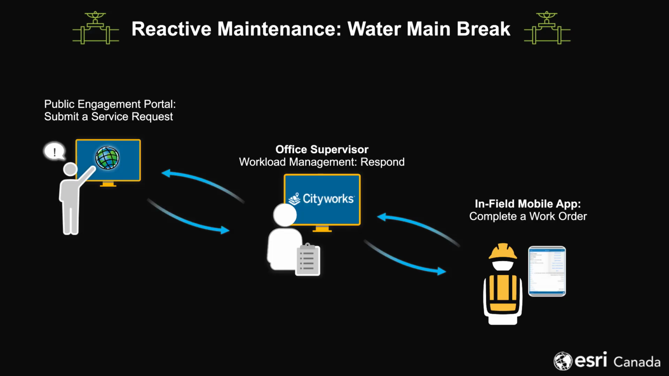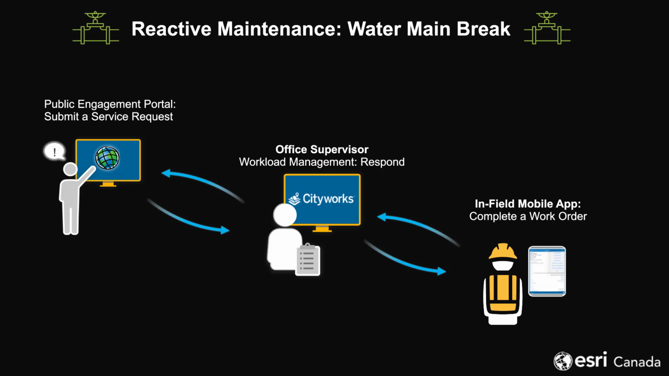Let's review what we've done so far. So we picked up a service request that was created in the system and reviewed it as our office supervisor. From there, we created a variety of related work orders, even using the utility network trace tool to find which valves we need to shut off. We also created a repair work order for that water main and assigned it to our field worker.